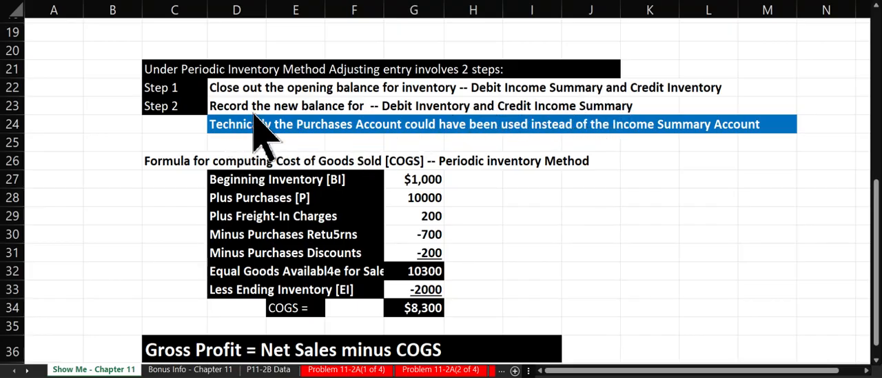Also, we will have to record the new balance for inventory, and to do that, we would debit the inventory account to increase it, and we would credit the income summary.